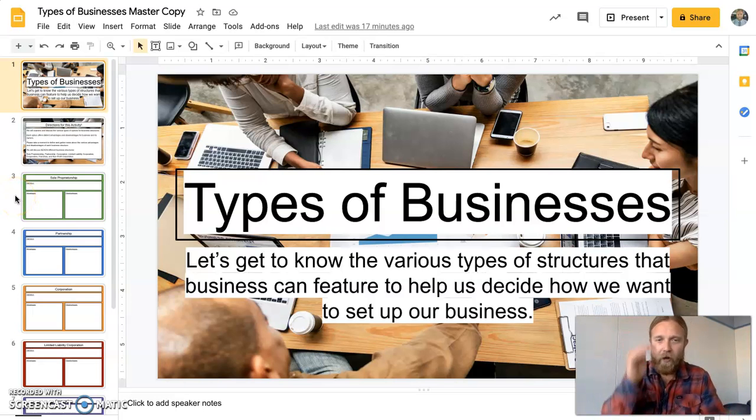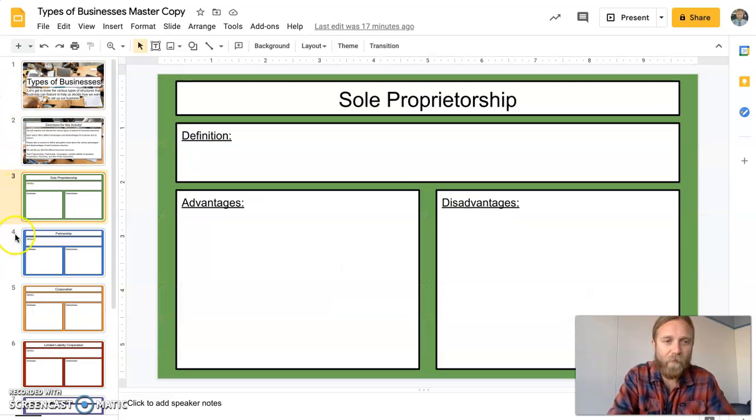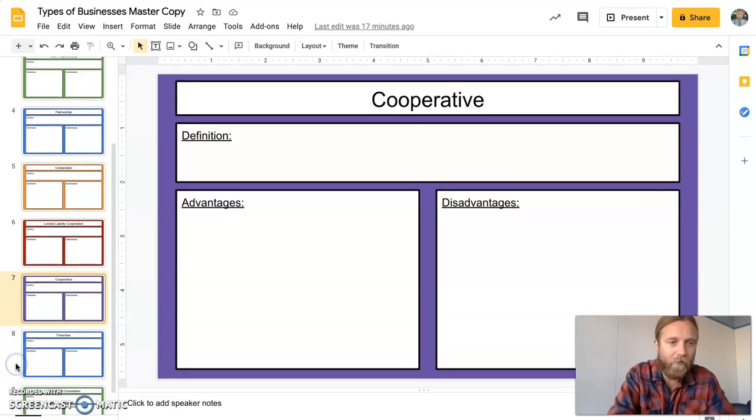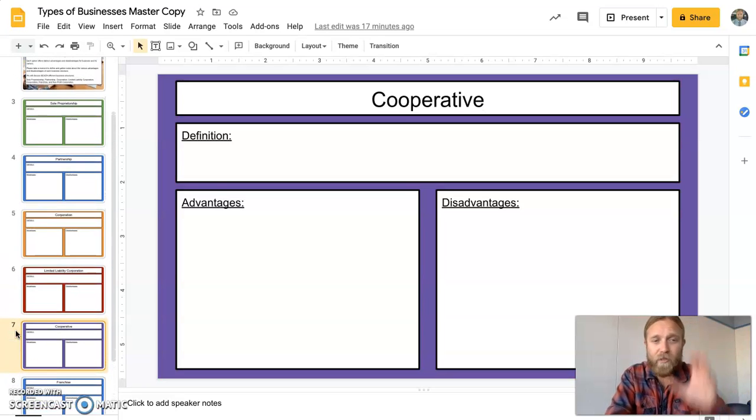So we'll be going through our Pear Deck lecture. We'll get to this topic of types of businesses, and I'll say, okay, guys, we're going to do breakout room expert groups, randomly generated groups. They're put into a group. They're given a specific topic. For this one, it was types of businesses. So we got sole proprietorship, partnership, corporation, limited liability, cooperative, franchise. So 7 different groups, 7 different breakout rooms.